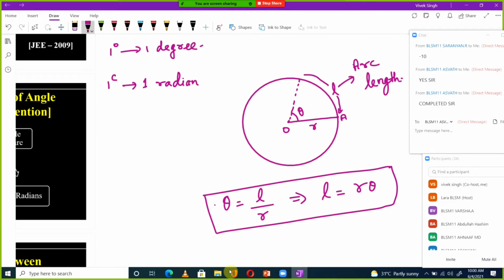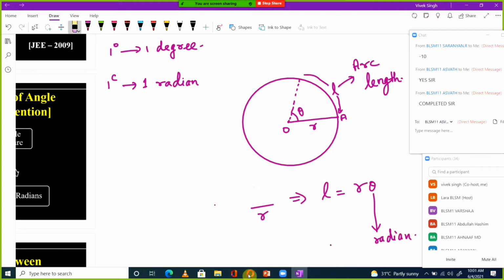Like if they give the radius and say that one arc is making angle 30 degree with the radius, so what will be the arc length? Arc length will be R into theta. Theta you always have to take in radian. Theta will always be in radian. Hope you have copied.